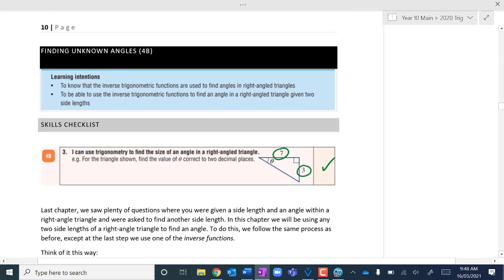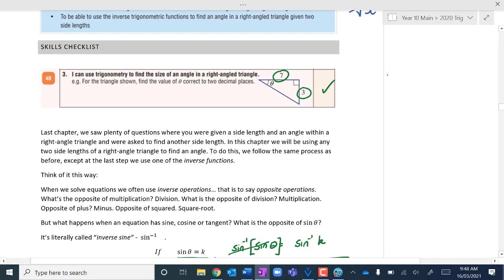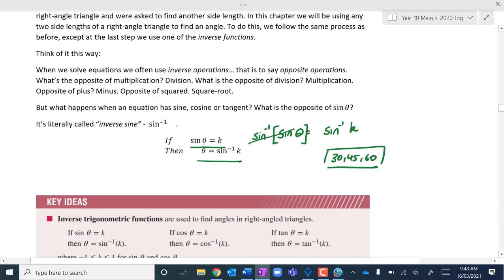Now, just quickly, let's look at finding unknown angles. This isn't going to take as long because, of course, it's really just doing what we did in reverse. Can I just say this? What's the opposite to a square? How would I cancel out a square? I'd do the square root, wouldn't I? The square root and the square are effectively like the inverse of each other. The same thing applies to many other things.